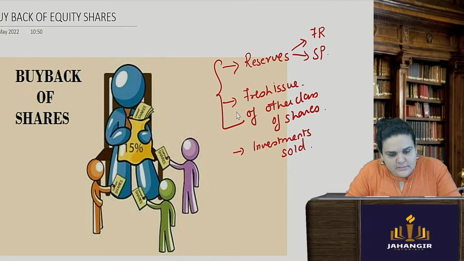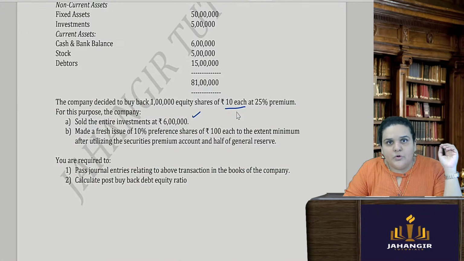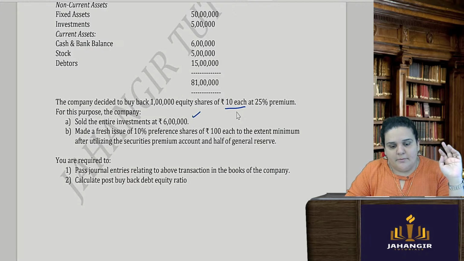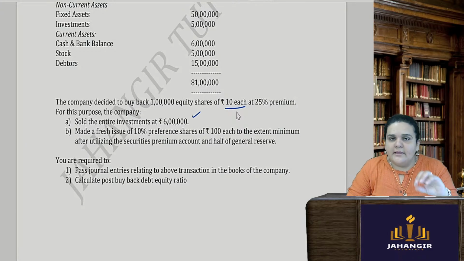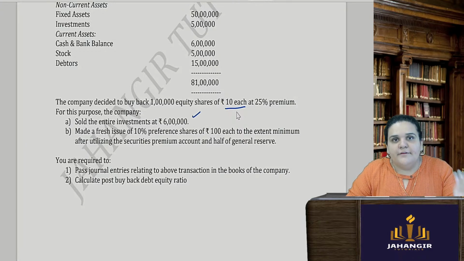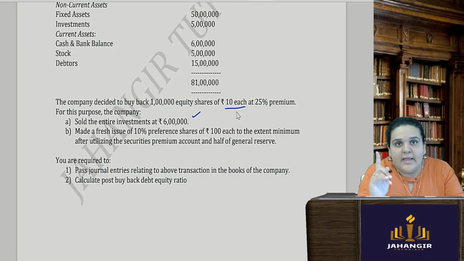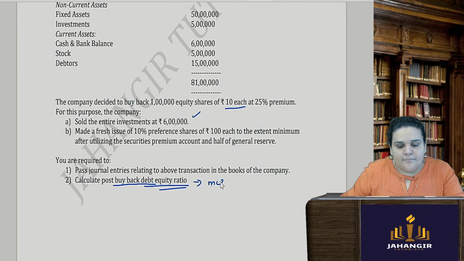So in our first question, they are telling us that you are supposed to do a fresh issue of preference shares, but to the extent minimum, after utilizing the securities premium account and half of the general reserve. So first utilize that, and then if it is required, you do a fresh issue of preference shares. So now how do we solve this? You are supposed to pass the journal entries and also calculate the post buyback debt equity ratio. Now, this they ask in MCQs.